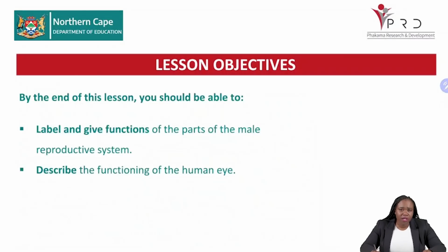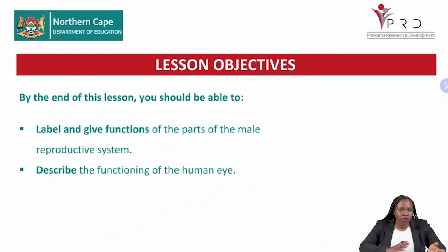We should also be able to describe the functioning of the human eye. Here we will look at the processes that are involved in the human eye. We would look at things like the pupillary mechanism and accommodation. Those are the processes. Now remember, when you are looking at these processes, you should also be able to label the parts of the human eye and give functions.